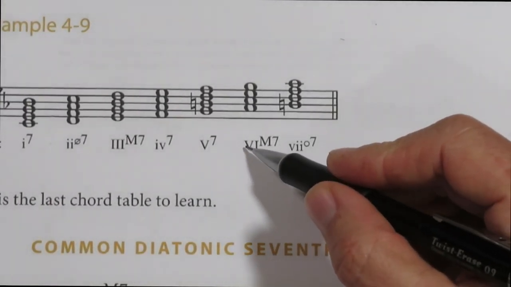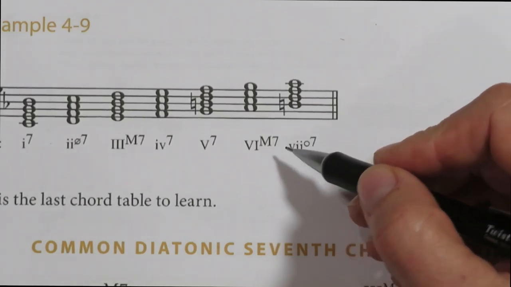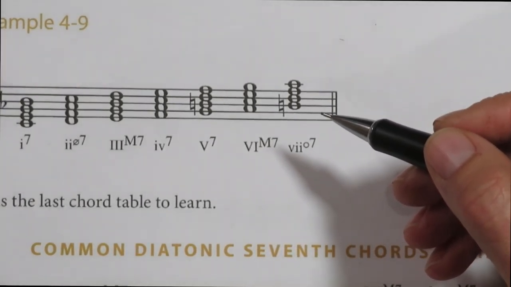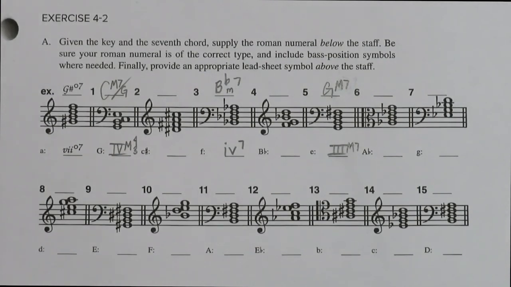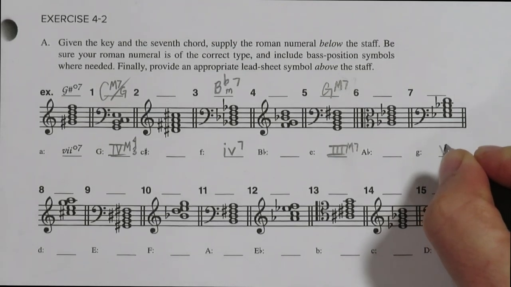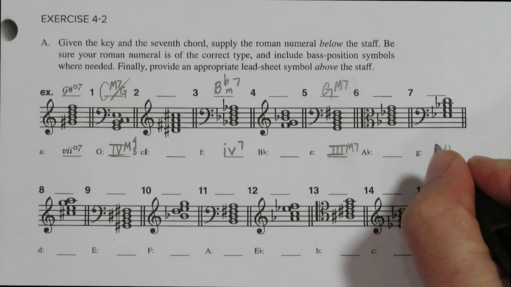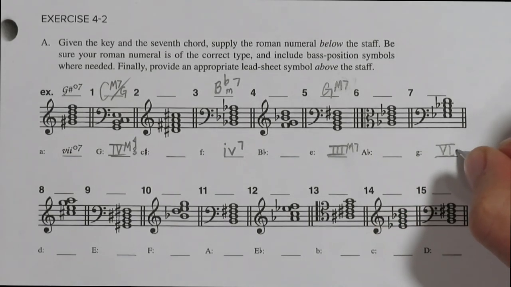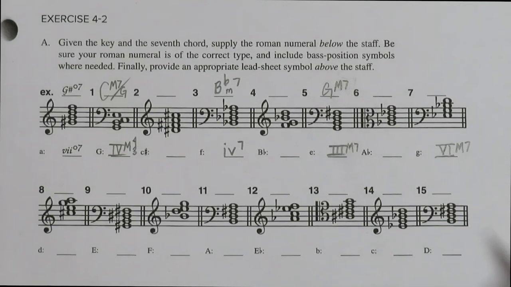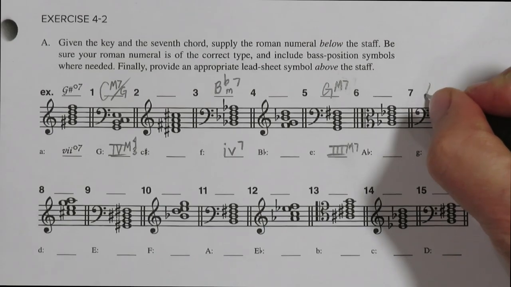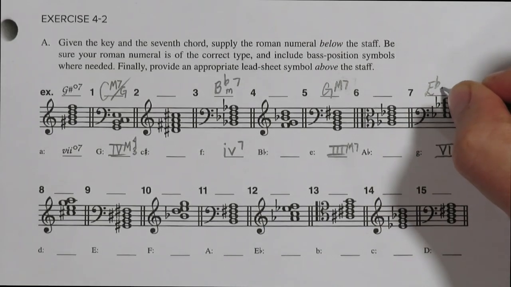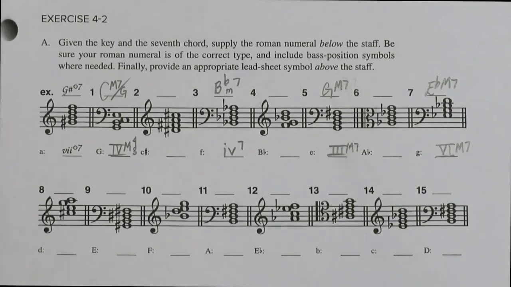See, here we go. Sixth chord is a major seventh. Okay. You know it's in root position, so we'll just put an uppercase six. Uppercase M, major seventh. Okay. For lead sheet, E flat, major seventh. Okay. All right.